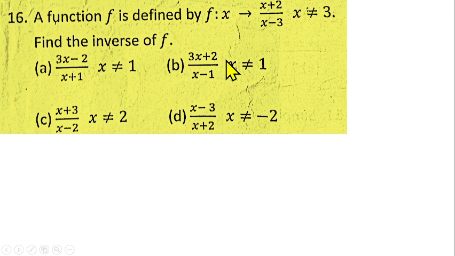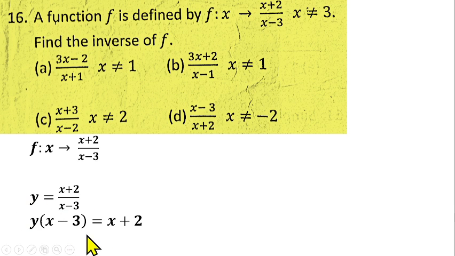Question number 16 is from function. We are told that a function f is defined by f of x equals x plus 2 over x minus 3. We have to find the inverse of f of x. So how do we do that? So f of x, same thing as y. This f of x typically means y equals x plus 2 over x minus 3. So our aim is to make x the subject of the formula here.